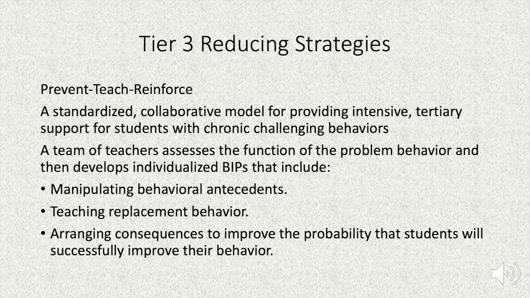Another great Tier 3 reducing strategy is something called Prevent, Teach, and Reinforce. This is when a standardized collaborative model for providing intensive tertiary support for students with chronic challenging behaviors occurs. In the classroom setting or in the school setting, how this would go down is a team of teachers would assess the function of the problem behavior and then develop individualized behavioral intervention plans that include manipulating behavioral antecedents, teaching replacement behaviors, and arranging consequences to improve the probability that students will successfully improve their behavior.